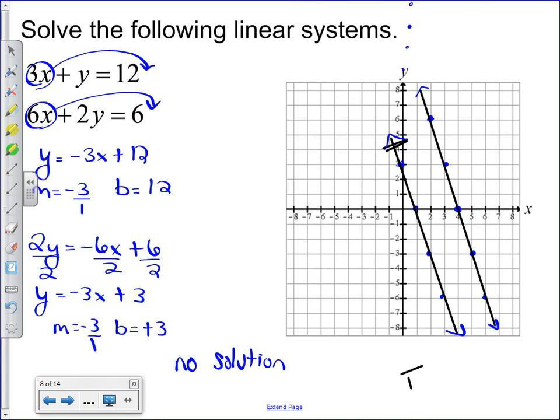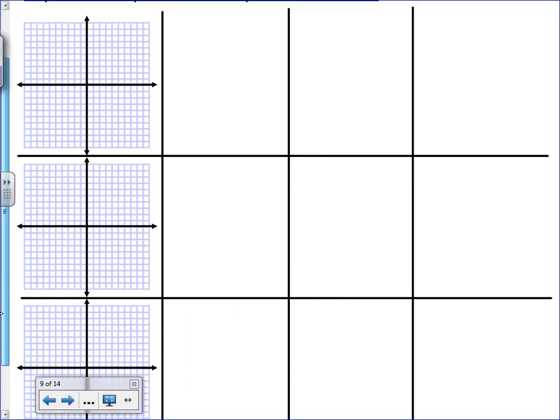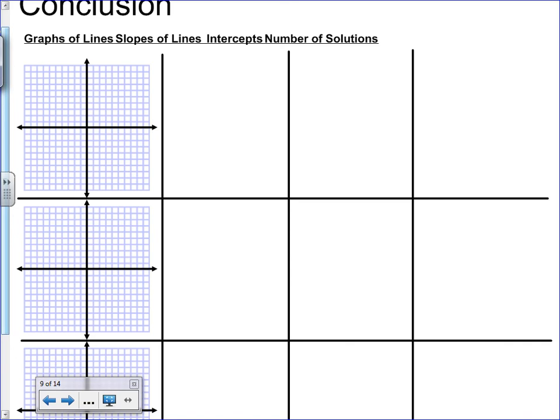We're going to look at this algebraically. What does this mean if they don't have a solution? If they don't have a solution, it looks like something special, and we're going to go over what that would look like algebraically. So this is kind of a summary. You have this on your paper, right? There are three types of solutions we can have: one solution, infinite solutions, no solutions. Those are three possibilities. Each of them will look different. So it says graphs of lines, slopes of lines, intercepts, and solutions.